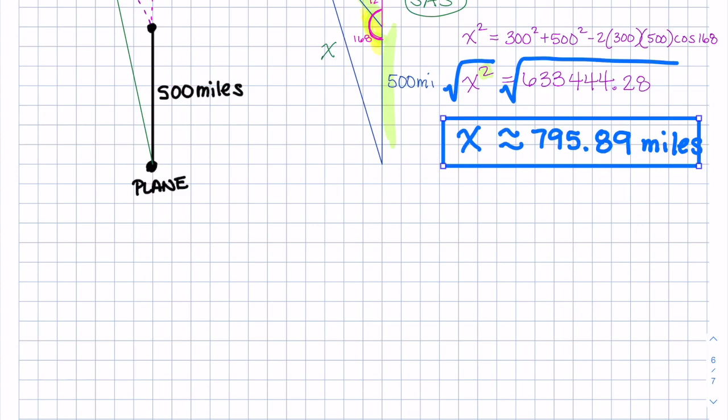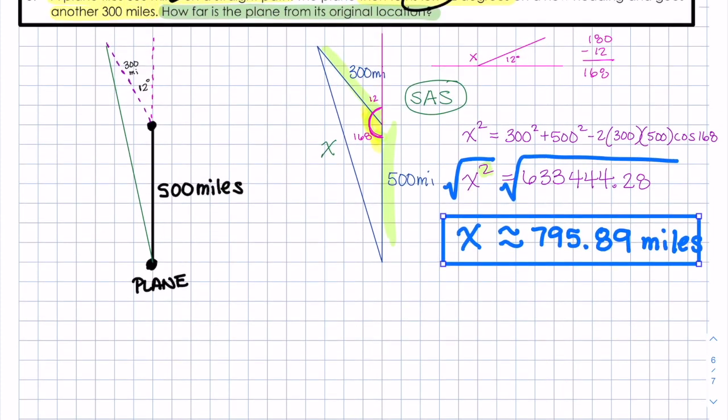Which seems reasonable. If you have 500 miles that way and then another 300, it should be, give or take, in the right ballpark. So 795.89 miles.